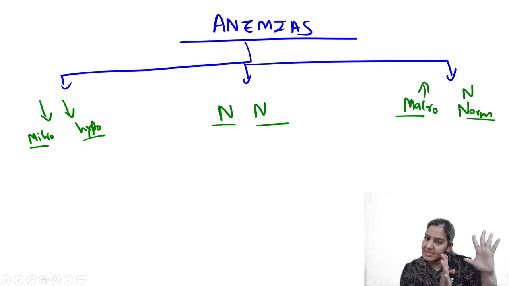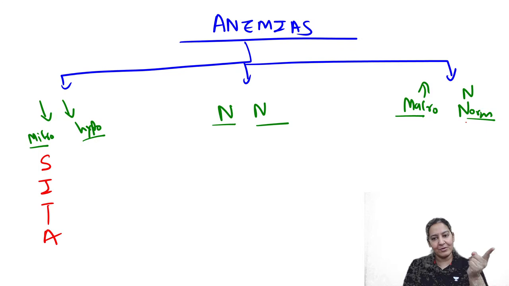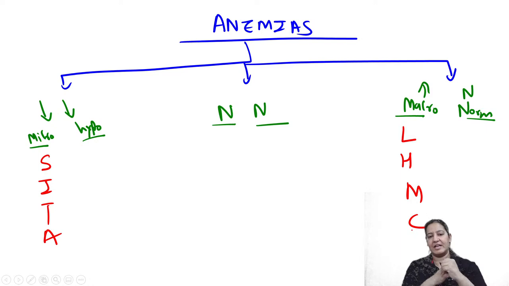Now tell me the names of anemia. How many anemias you know? In microcytic hypochromic, there are four anemias. The mnemonic is Sita. Right? In macrocytic normochromic, again four anemias. The mnemonic is Lady Harding Medical College. Right? Lady Harding. First, ye complete karo. Then I will come on normo. Tell me the mnemonic. Full form of Sita.